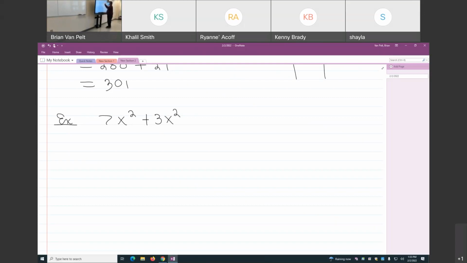If I wrote it out, you're probably like, I don't know how he's gonna do it. How many x squareds do you count? 7 of them. Plus how many more?